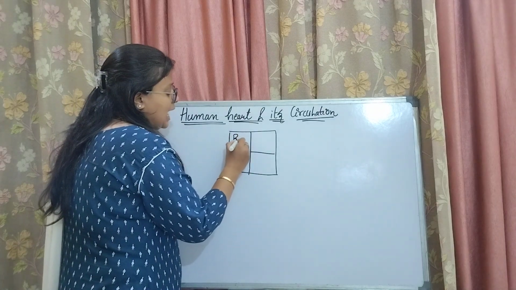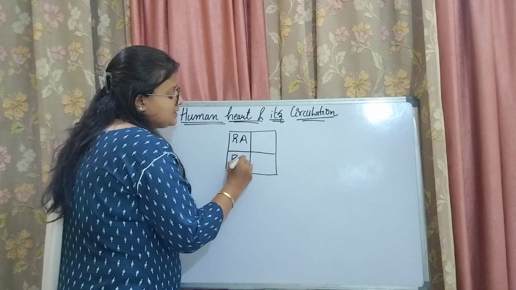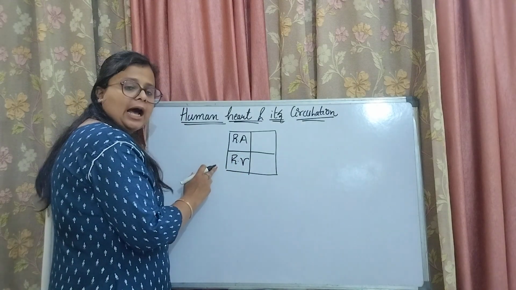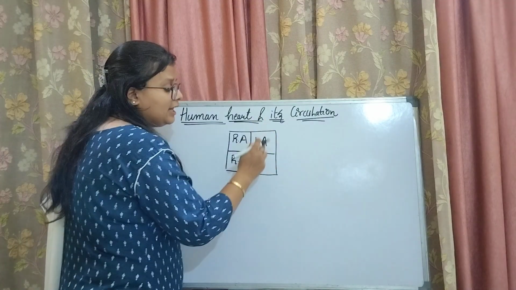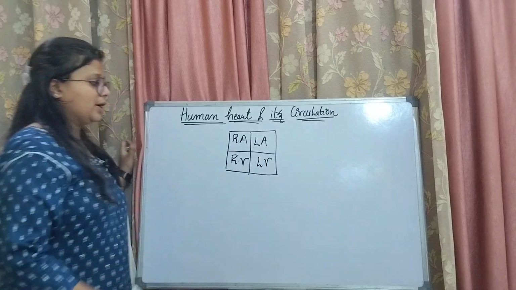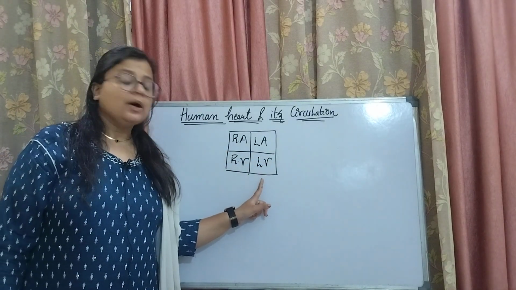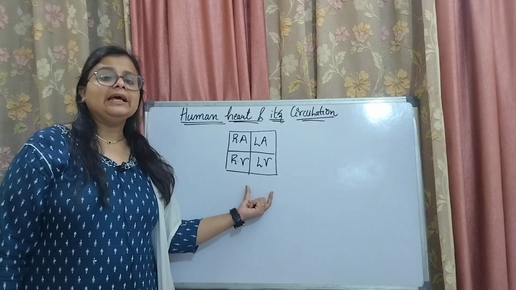So this is RA, which means right auricle. This is RV, which means right ventricle. So RA, right auricle, RV, right ventricle. This is LA, which means left auricle, and LV means left ventricle. So the upper 2 are known as auricles and the lower 2 are known as ventricles. This portion is right and this portion is left.